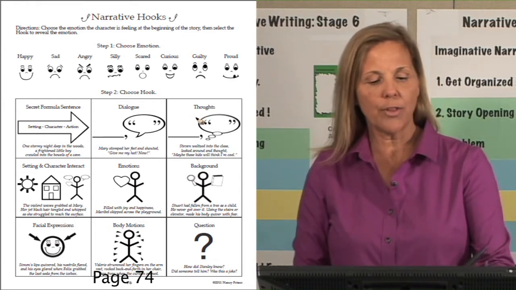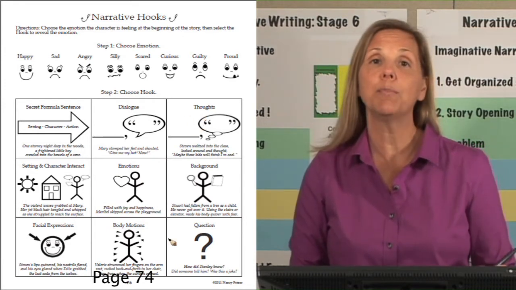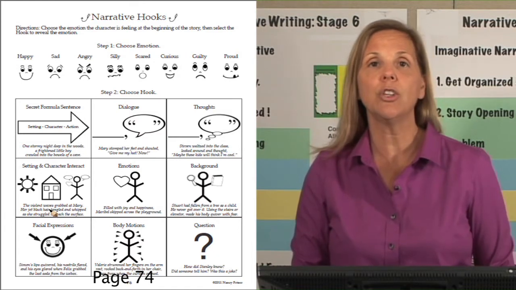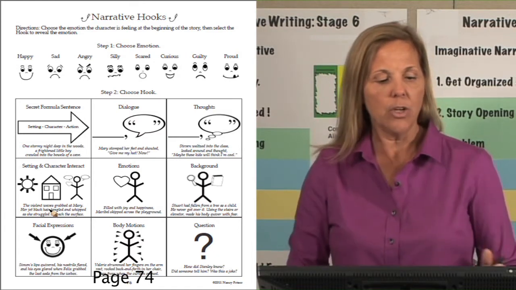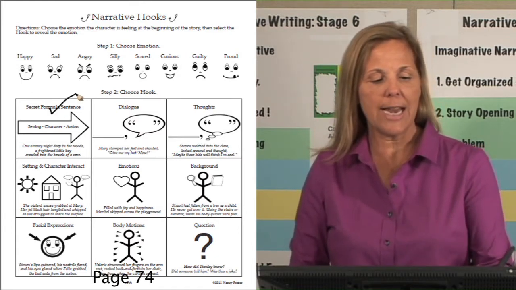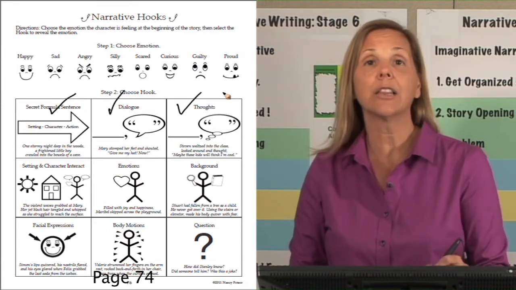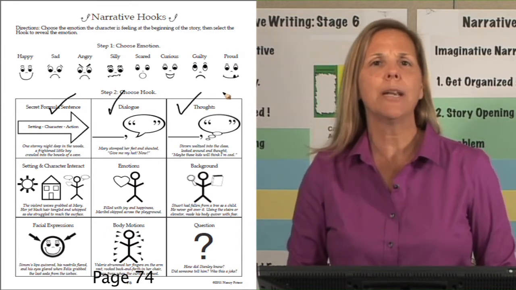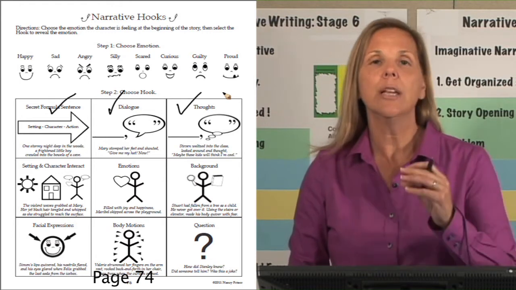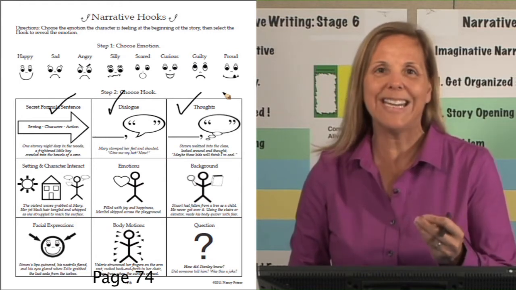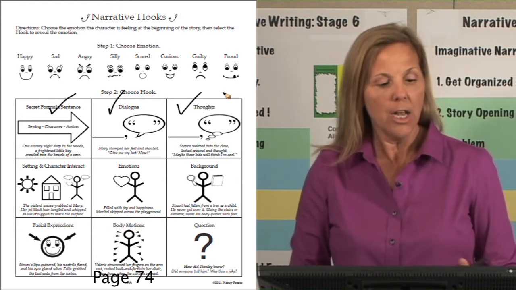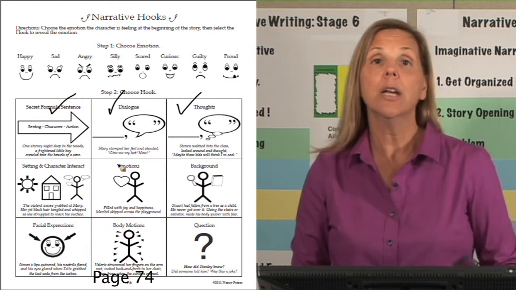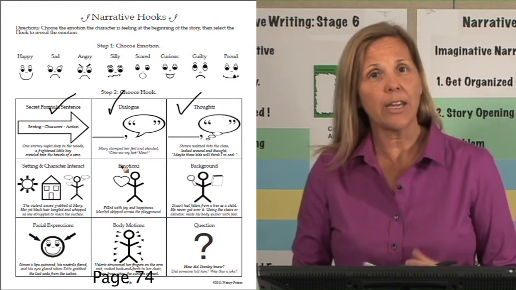In the boxes on this page are many different types of hooks that the children could use to start their story. Notice the top 3 boxes has the SC arrow, dialogue, and thoughts. That's what I primarily, at this particular stage, give children as a choice for that beginning opening of their story. Below it are 6 other boxes that give you other choices of how they could start their story.